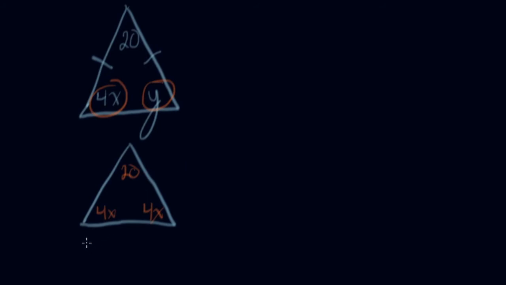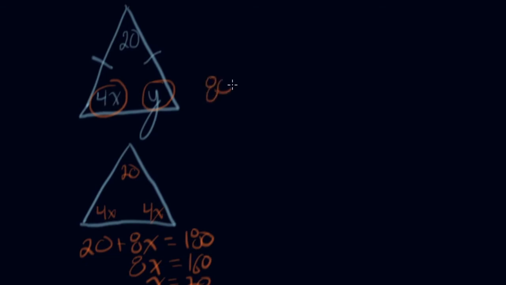So we can make an equation where we say 20 plus 8x, I combine those two 4x's, is equal to 180. So 8x equals 160. So x is going to be 20. And of course, if x is 20, I put 20 back into there. That means that both of those angles are going to be 80 degrees each. So just using some algebra and some knowledge of triangles.